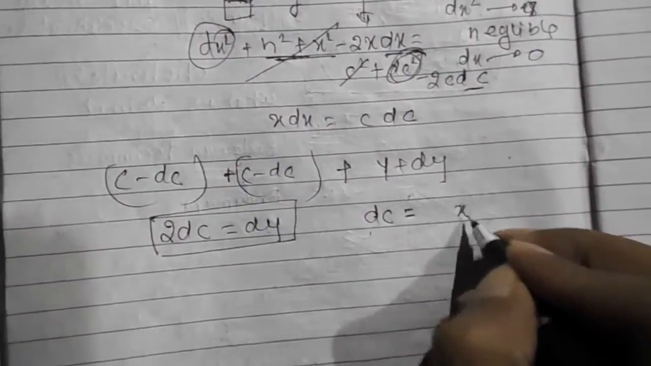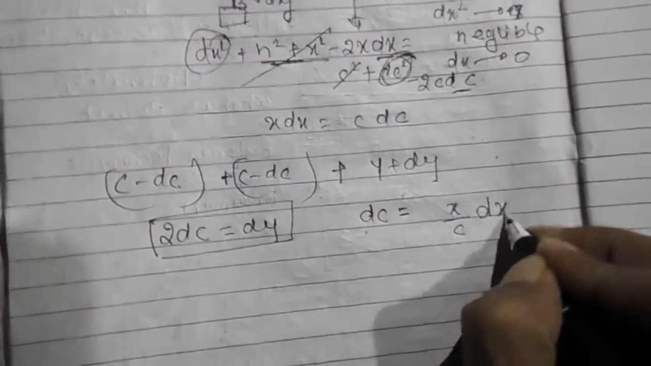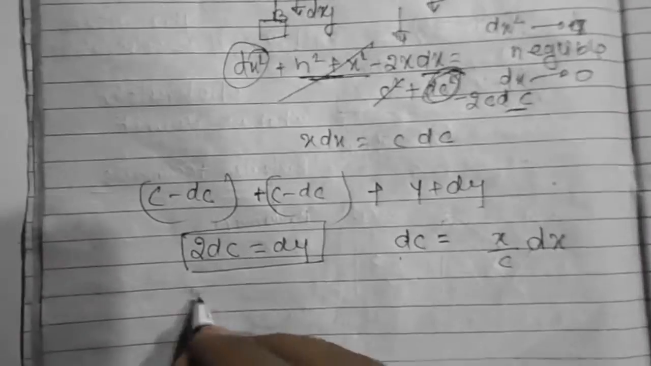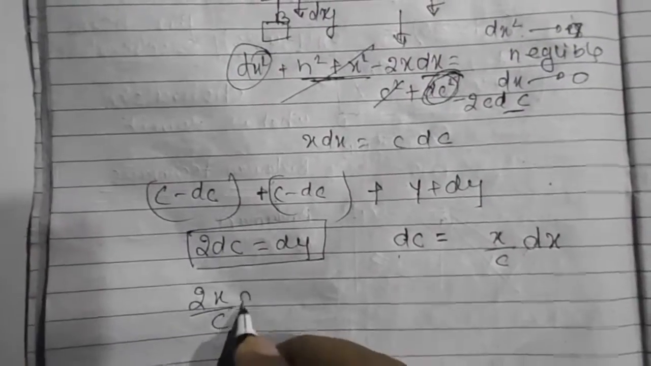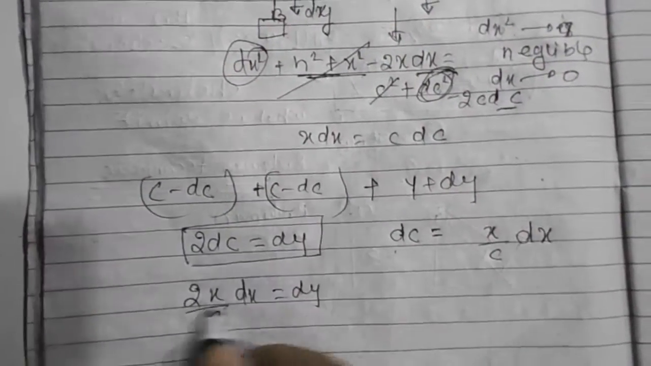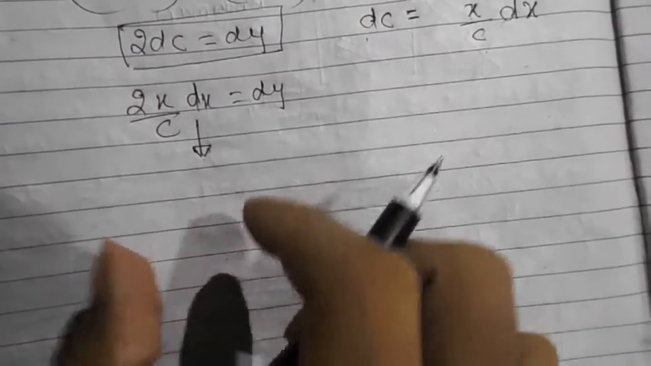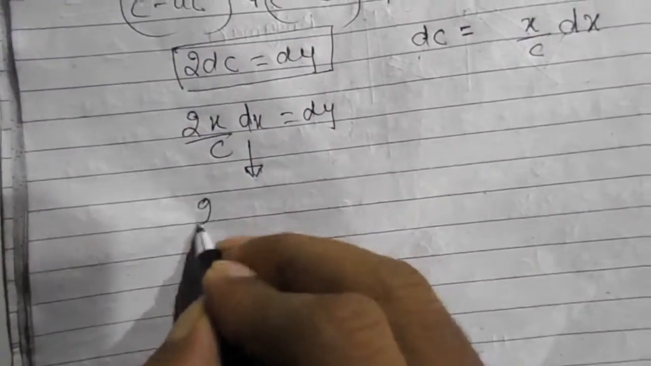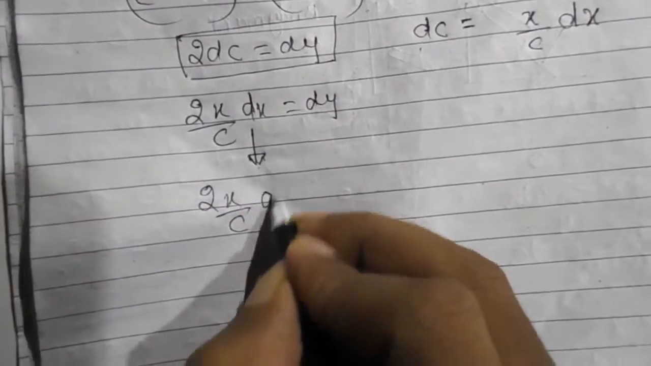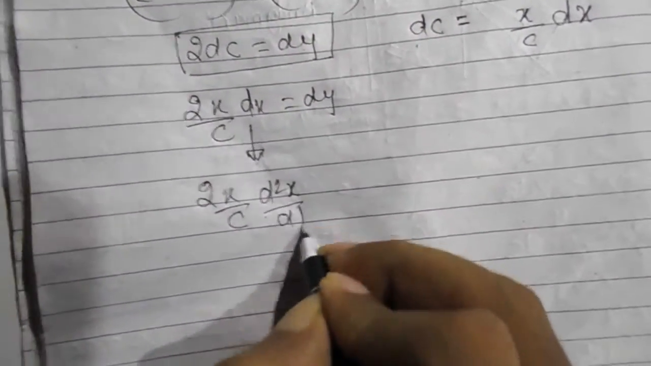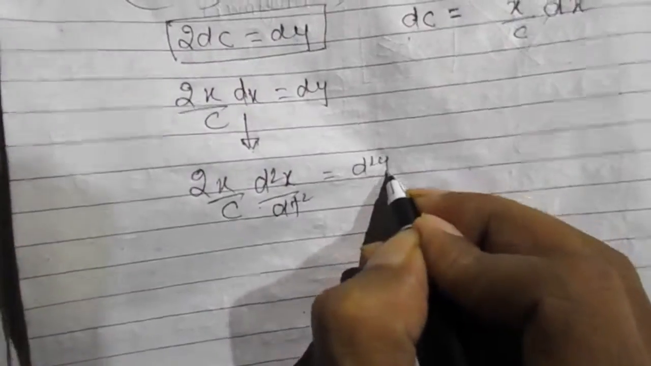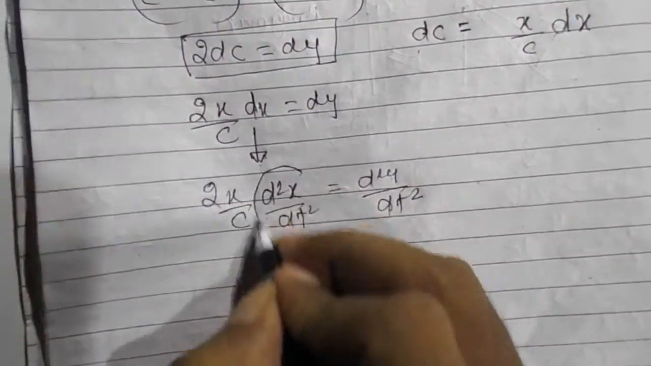dc is equal to x by c dx. Okay, what is dc? So can I write 2x by c dx is equal to dy? So if you had some knowledge about motion, I can write 2x by c d2x/dt2 is equal to d2y/dt2. Okay, so this is the acceleration of this block A.